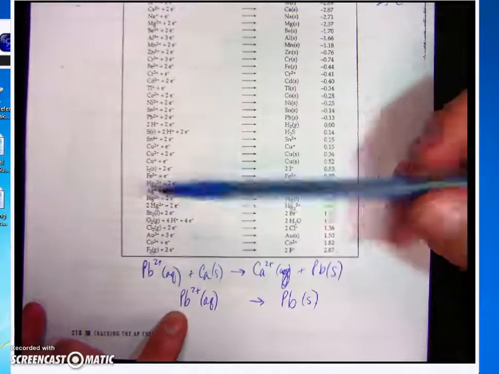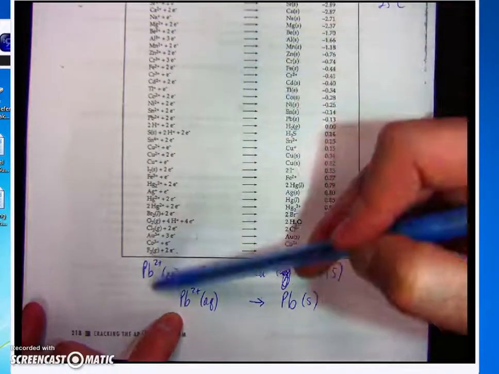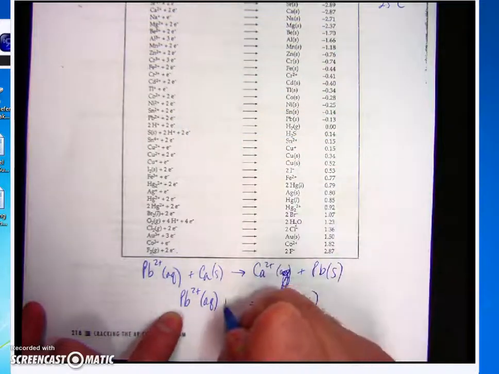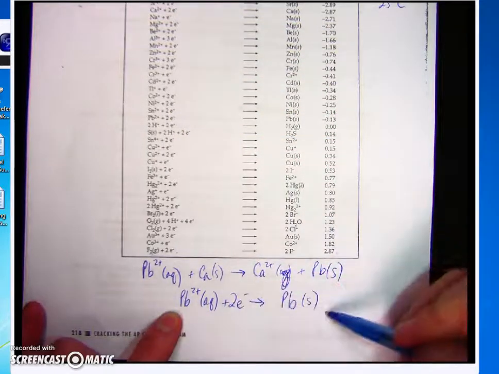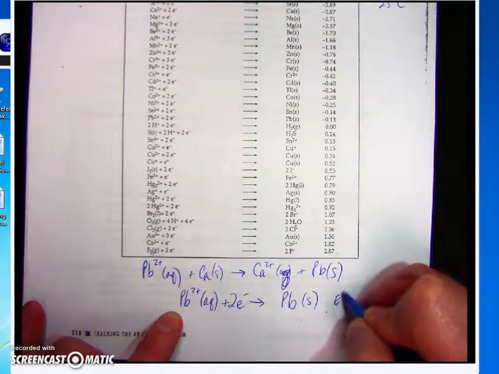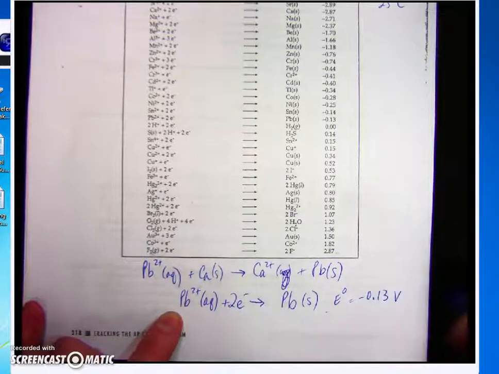That said, I look up on the chart above and I try and find lead 2 positive. I notice that 2 electrons are added to the lead to give me lead neutral. And the electron volts for this reaction is, the reduction potential is negative 0.13 volts.